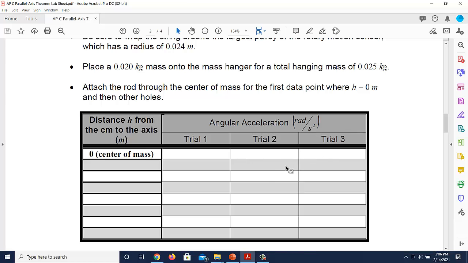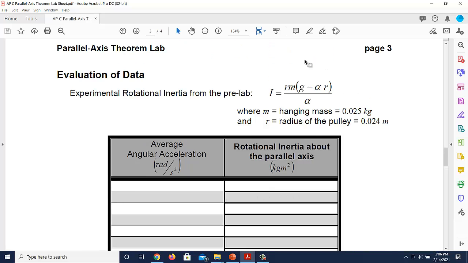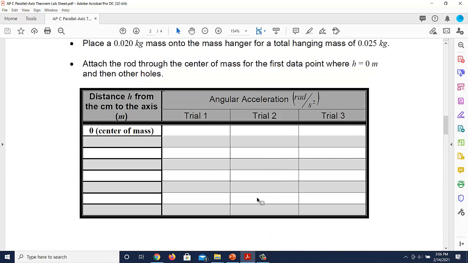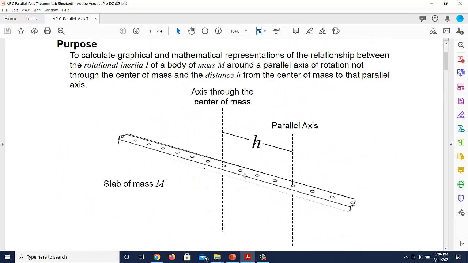You're going to measure the angular acceleration 3 times. You're going to come down here, calculate the average, and use it in our friendly neighborhood equation for the rotational inertia about the parallel axis with this M and this R. These are the same M and R's I just told you about, right? Okay. Then you're going to go back and screw the rod in this slab through every other hole on one side. You don't have to do all the holes on this side. If you do all the holes on this side, that's just symmetry. I think they did that just to make it symmetric mass-wise, to help it a little bit.